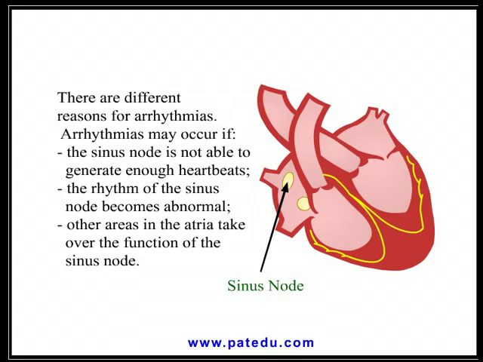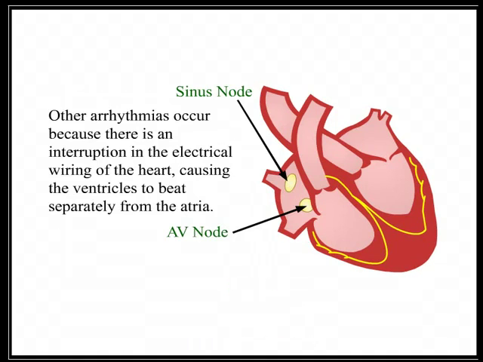There are different reasons for arrhythmias. Arrhythmias may occur if the sinus node is not able to generate enough heartbeats. The rhythm of the sinus node becomes abnormal. Other areas in the atria take over the function of the sinus node. Other arrhythmias occur because there is an interruption in the electrical wiring of the heart, causing the ventricles to beat separately from the atria.